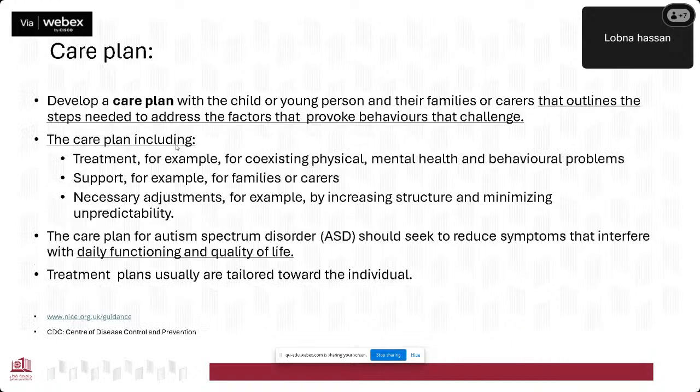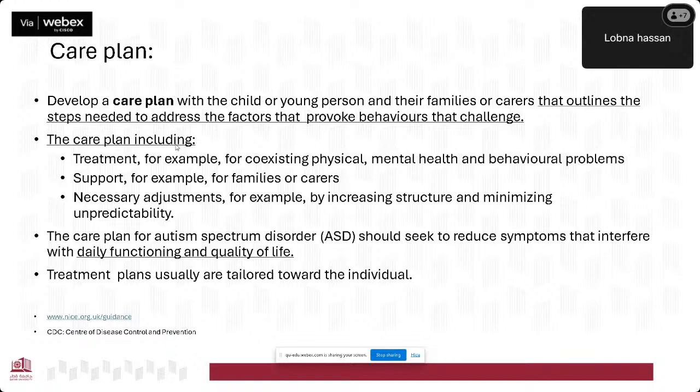So to develop a care plan, we need, as I said, each child to have a care plan. The care plan should focus on treatment, for example, the coexisting mental health and behavioral problem, the support needed for family and carer, and necessary adjustments needed for this child, for example, by increasing structure and minimizing unpredictability, putting goals for each child and trying to achieve goals one by one.